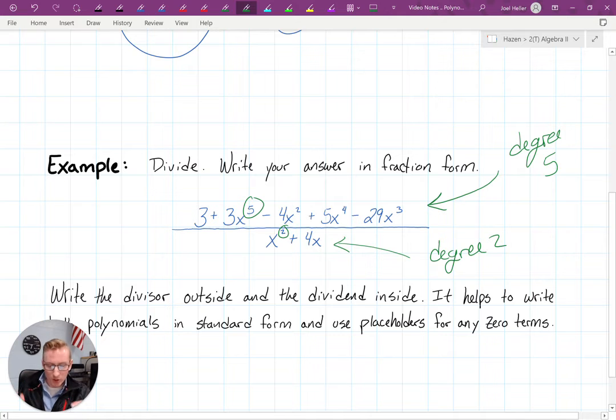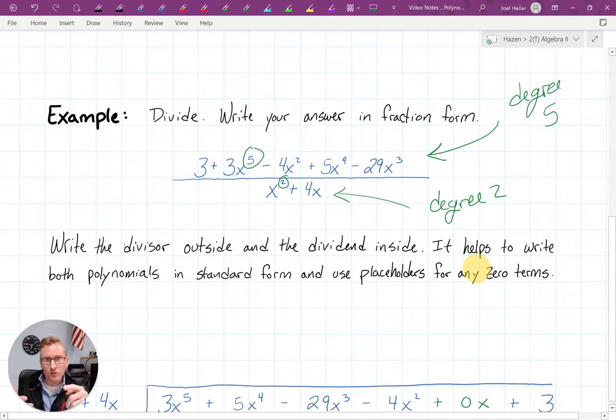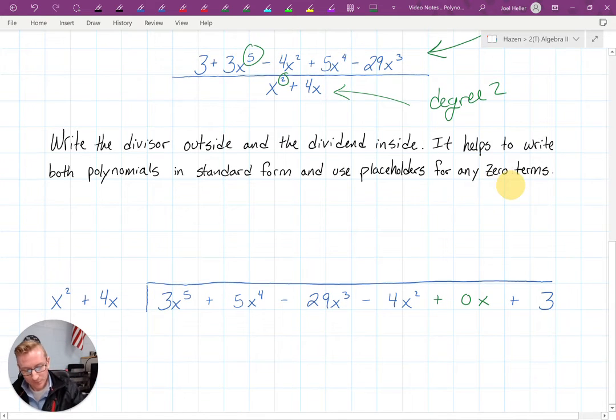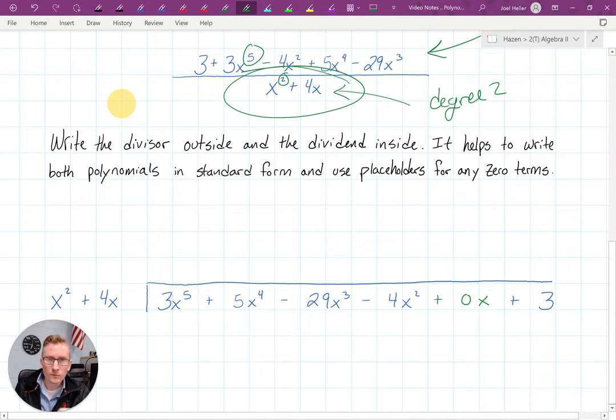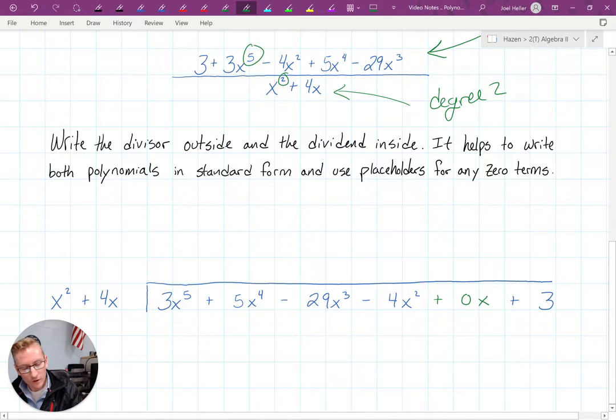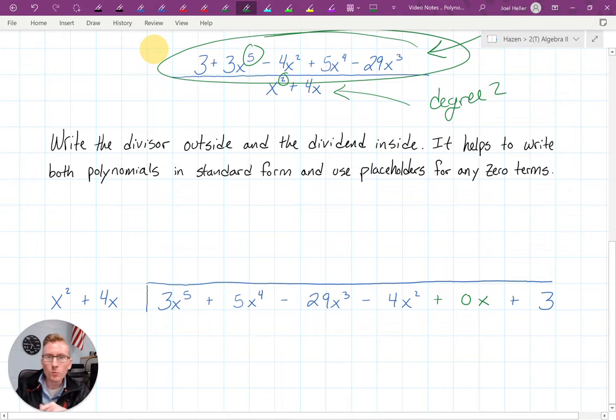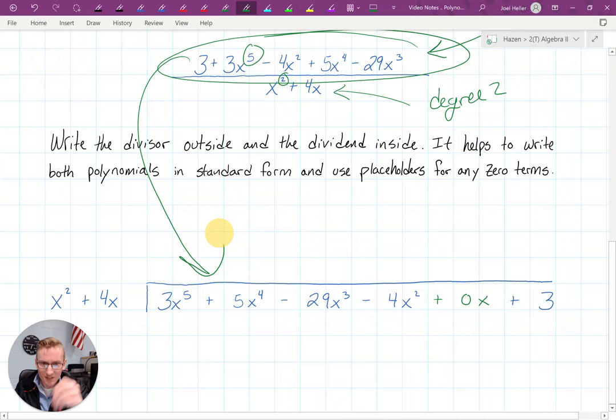To do this, you're going to take the divisor and write that on the outside, and then you're going to take the dividend and write that on the inside. So you're going to take the bottom part, the denominator of my rational expression, and that's going to get written on the outside. Then the numerator of my rational expression is going to get written on the inside of my division symbol there.